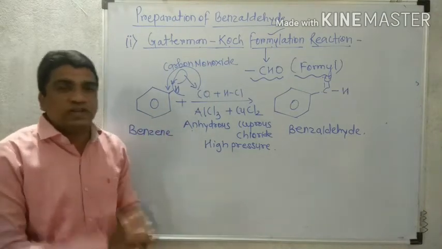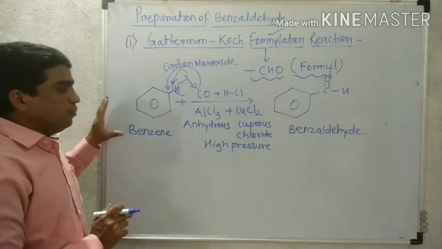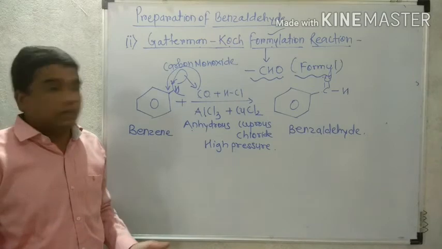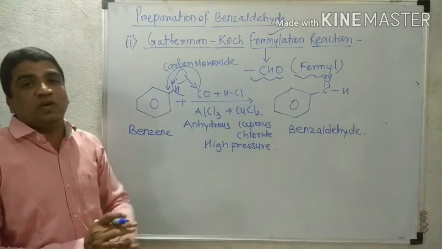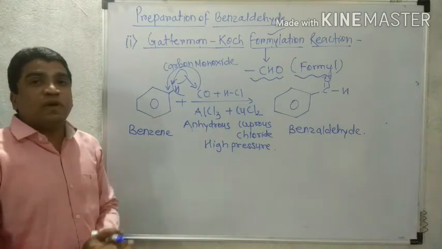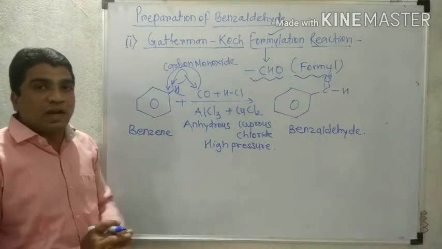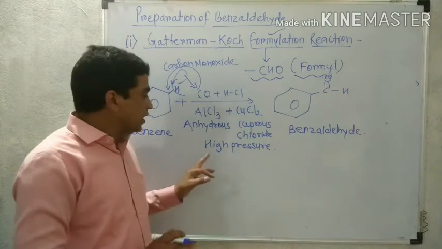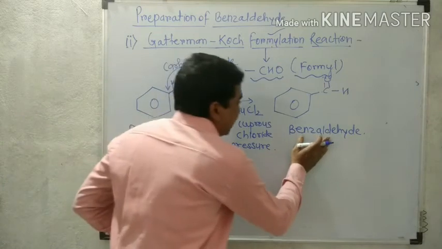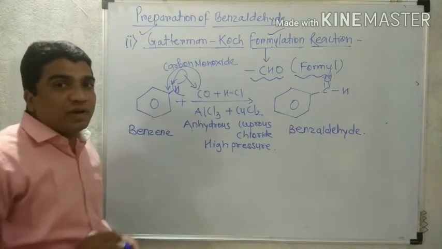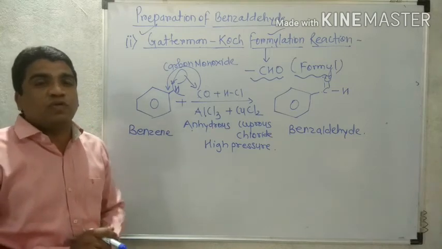So understand which reaction is called the Gattermann-Koch formylation reaction. Remember, the reaction when benzene or its derivative undergoes reaction with carbon monoxide and hydrogen chloride in the presence of the mixture catalyst, that is a mixture of anhydrous aluminum chloride and cuprous chloride, under high pressure, gives benzaldehyde. That reaction is called the Gattermann-Koch formylation reaction. Now that was about the Gattermann-Koch formylation reaction.